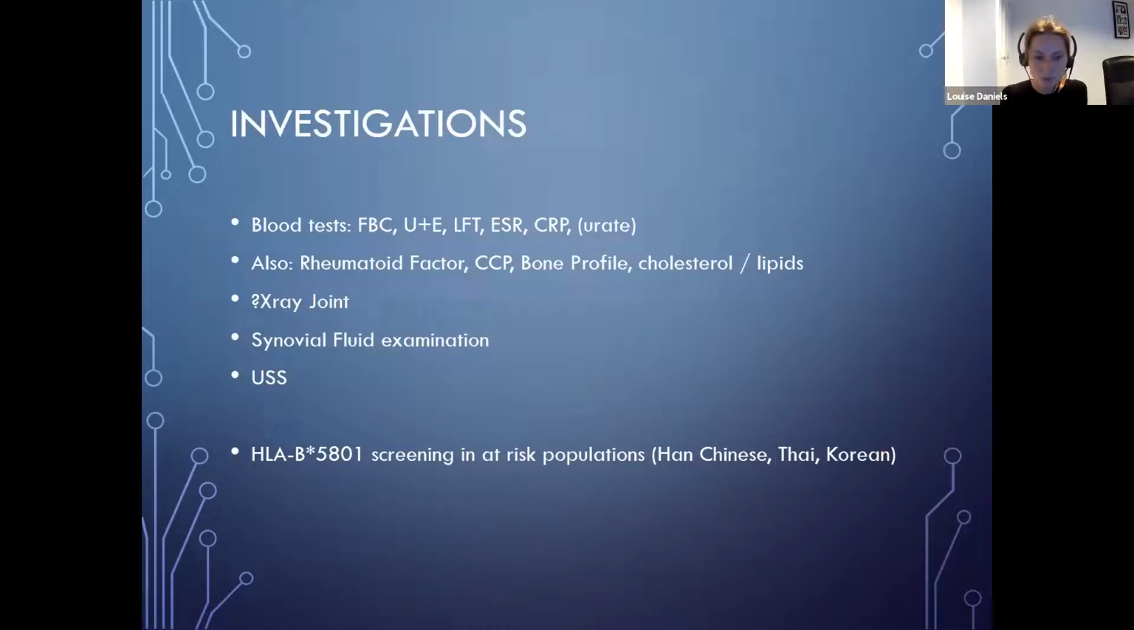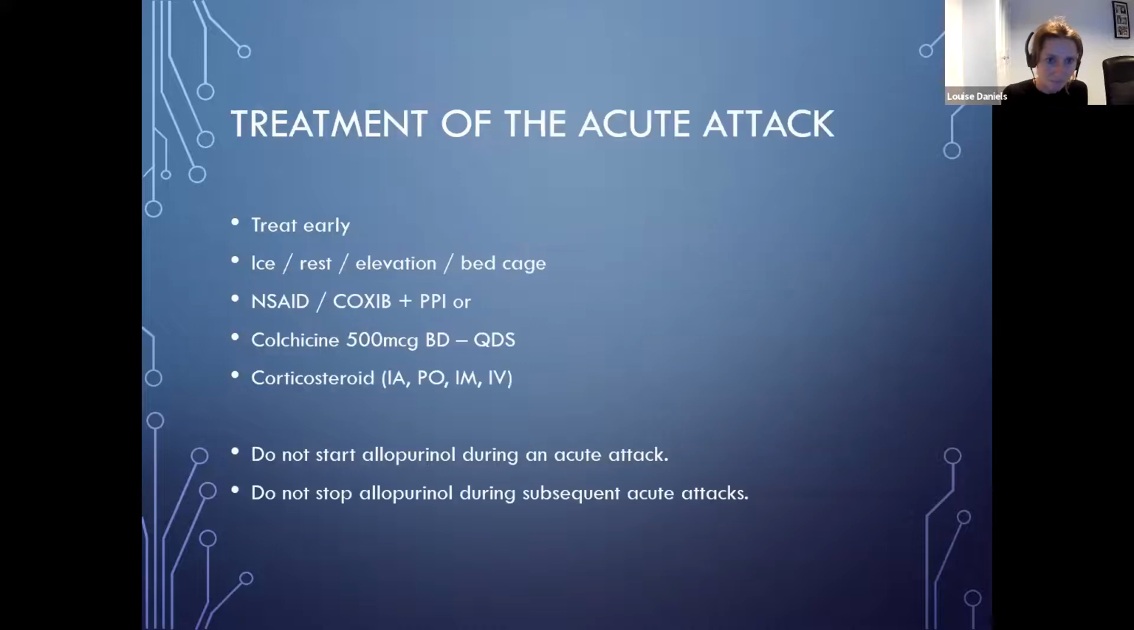You may wish to consider some genetic screening for HLA-B 5801 in at-risk populations. So this is in terms of being at risk from the side effects of allopurinol, and that's the Han Chinese, Thai and Korean populations in particular.